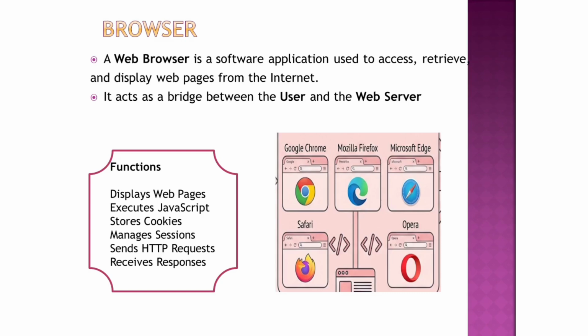So, a real-time example, think of the browser as a postman. The postman carries your letter to another person, then he brings the reply back to you. Similarly, the browser carries requests to the server and brings the response back to the user. Next slide, browser functions.